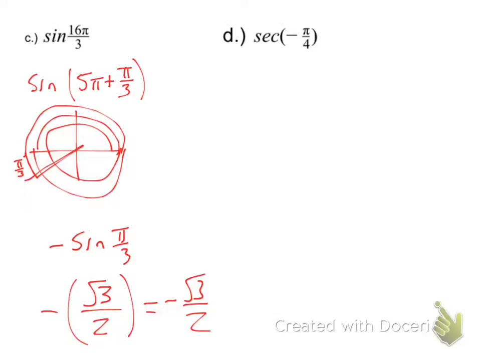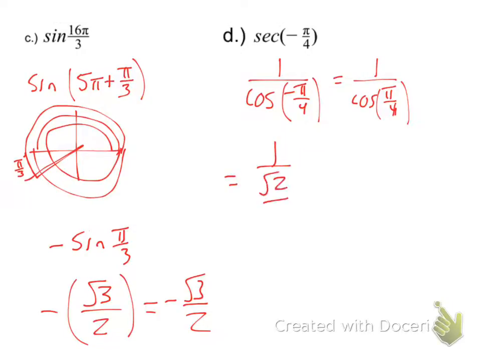I don't like secant. Change it to cosine. I don't like this either. Here's a cool thing. How many people recognize that cosine actually is even? And if it's even, the negative sign will go away. So therefore, it ends up being 1 over cosine of pi over 4. And what is cosine of pi over 4? Square root of 2 over 2, which is 2 over square root of 2.